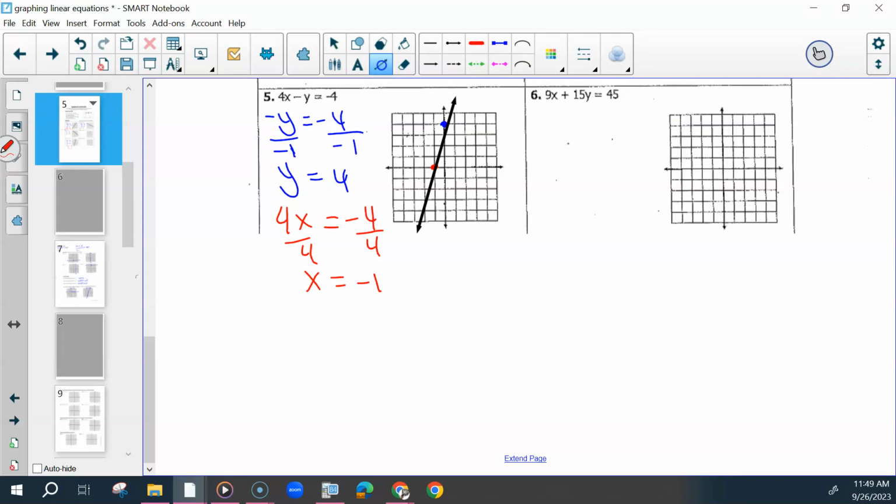When you're graphing your lines, even if you're doing it by intercepts, make sure you extend your line all the way through the graph, that it has arrows, all those things. Are there any others you want to go over or have questions about?